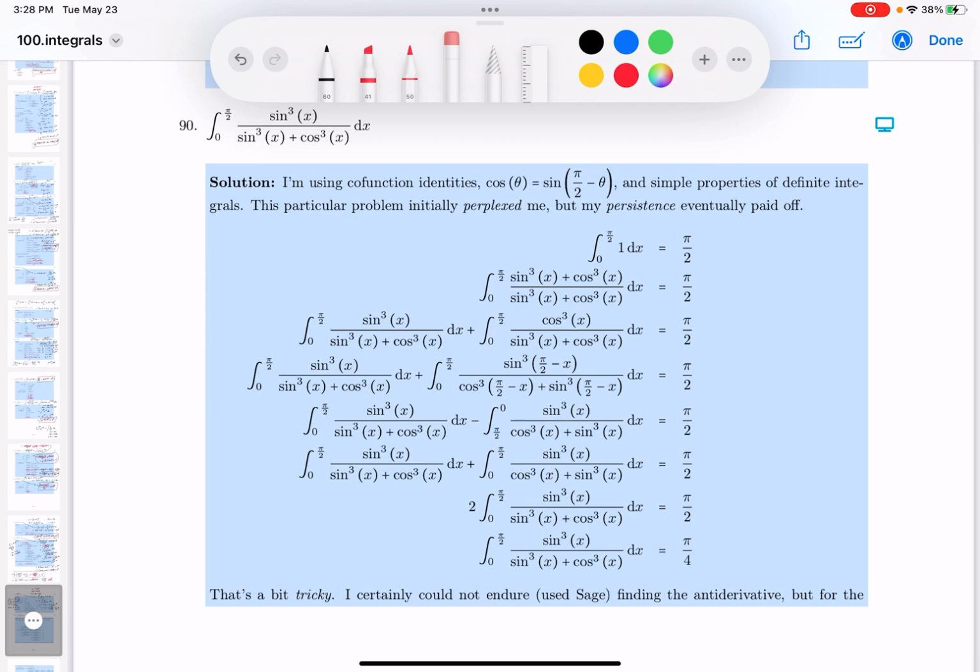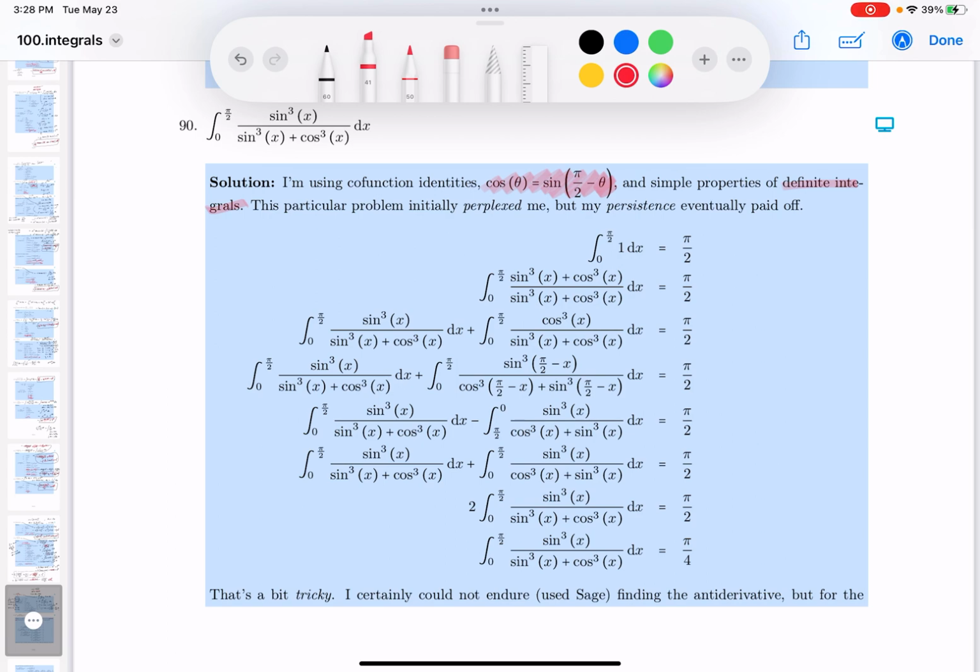All right. So let me just go through this. What I ended up using were what's called co-function identities, and one of the co-function identities I used was this one over here. I'll get to that. I also used what's known as simple properties of definite integrals. So let's just start at the beginning.